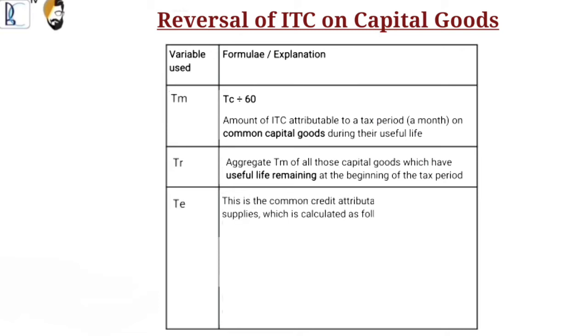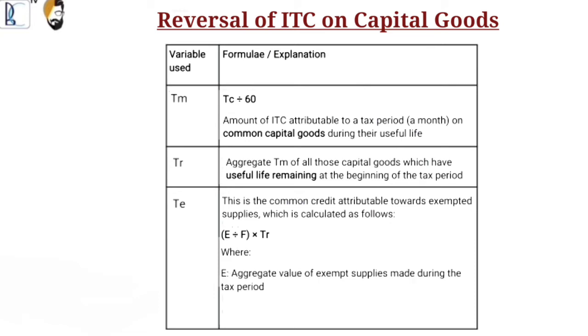TAE. This is the common credit attributable towards exempted supplies, which is calculated as follows: E divided by F, times DR. Where E is the aggregate value of exempt supplies made during the tax period, and F is the total turnover in the state of the registered person during the tax period.